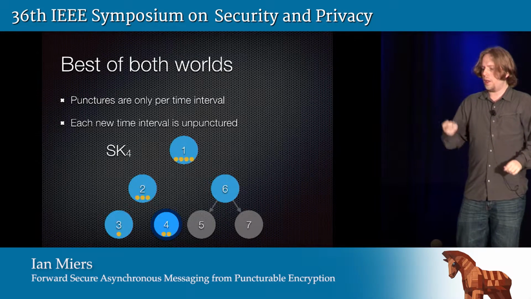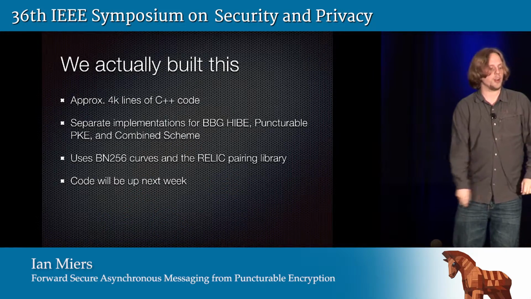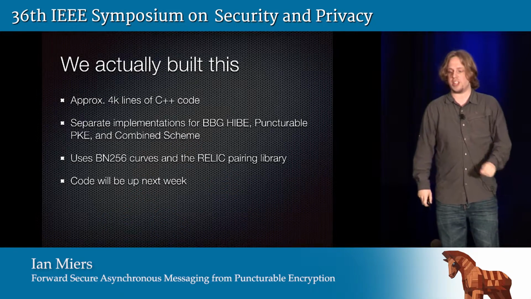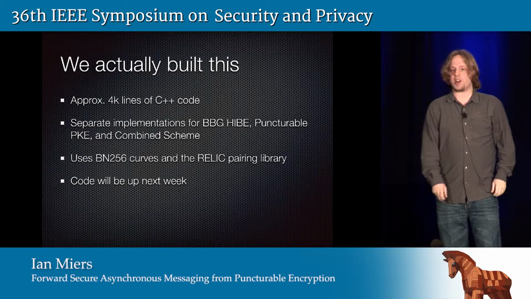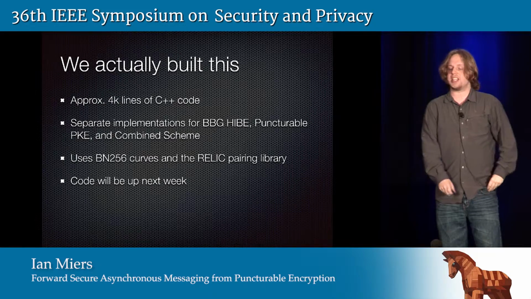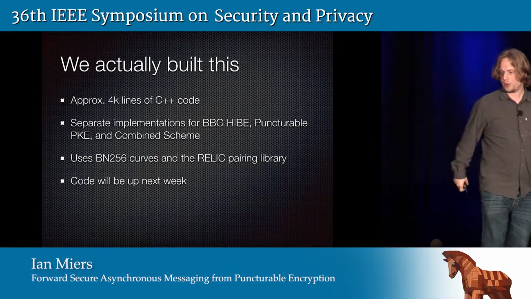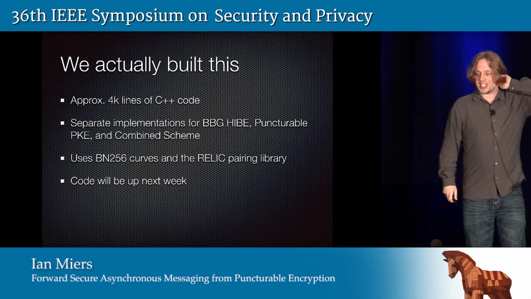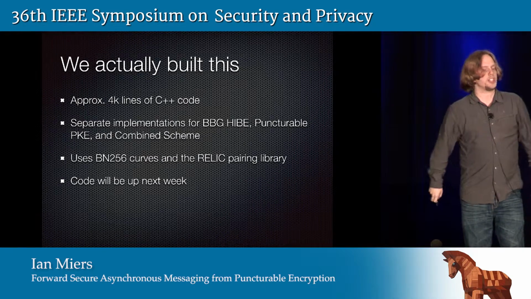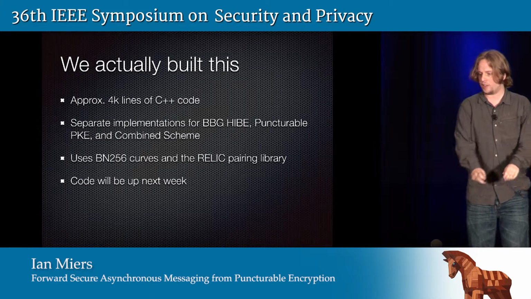So this is nice, and this isn't actually just a theoretical thing. We actually built this. It's about 4K lines of C++. It has separate implementations for the BBG HIBE scheme, the Puncturable PKE scheme, and the combined one. So you can use these individually if they're of interest to you, or you can use the combined one. It uses BN256 curves in the RELIC pairing library, which, as far as I know, is sort of the fastest thing you can use that's easily available.